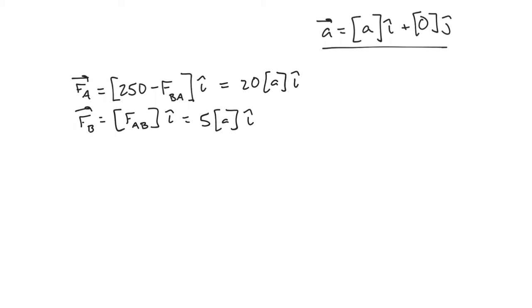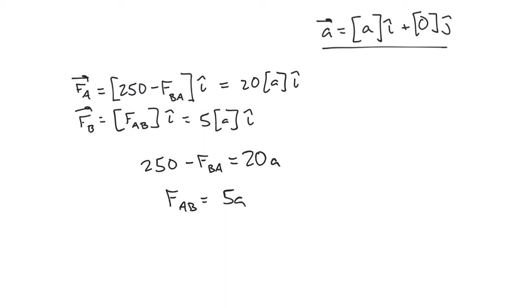So now we're just going to have to solve that. I'm going to drop the notation because now everything's in I. So it's just going to be 250 minus force of B on A equals 20 times acceleration, 20 times A. And force of A on B equals 5A.